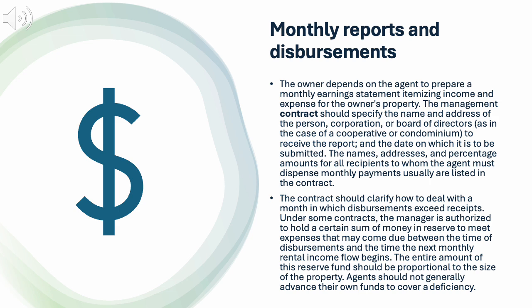The contract should clarify how to deal with a month in which disbursements exceed receipts. Under some contracts, the manager is authorized to hold a certain sum of money in reserve to meet expenses that may come due between the time of disbursements and the time the next monthly rental income flow begins. The entire amount of this reserve fund should be proportional to the size of the property. Agents should not generally advance their own funds to cover a deficiency.